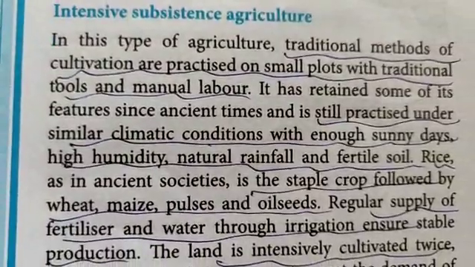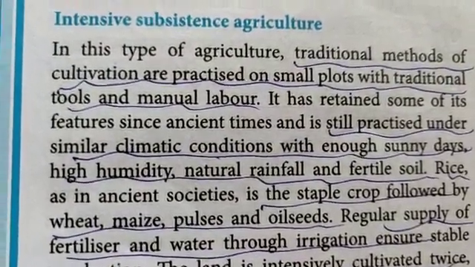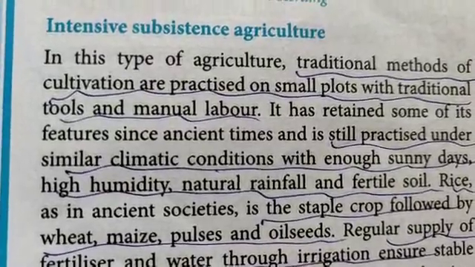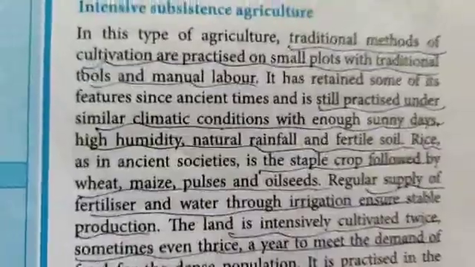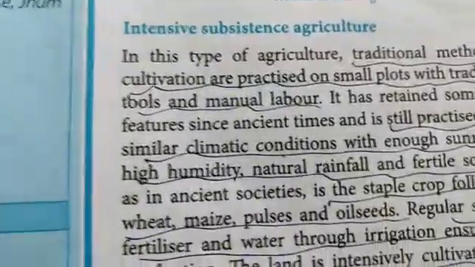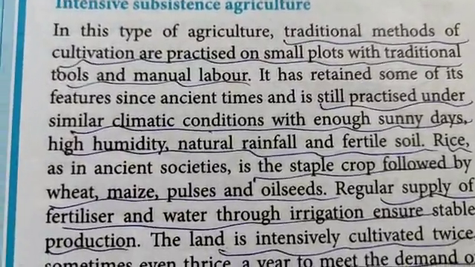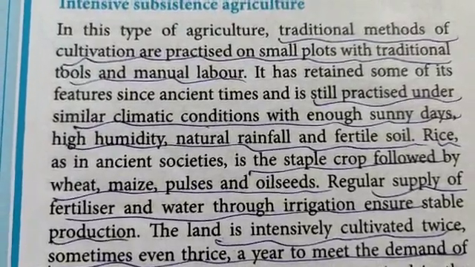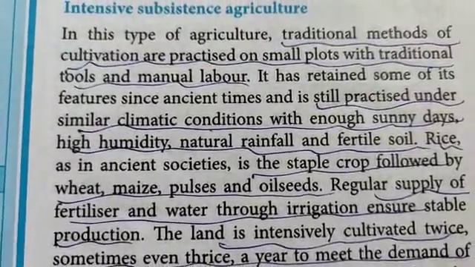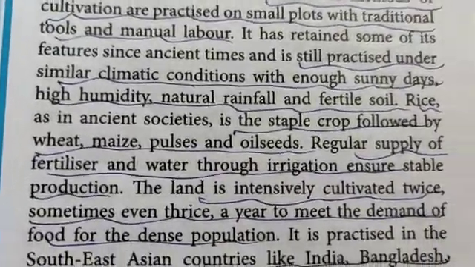In this type of agriculture, traditional methods of cultivation are practiced on small plots with traditional tools and manual labor. Not much technology is used when we are talking about intensive subsistence agriculture. It has retained some of its features since ancient times and is still practiced under similar climatic conditions with enough sunny days, high humidity, natural rainfall, and fertile soil.